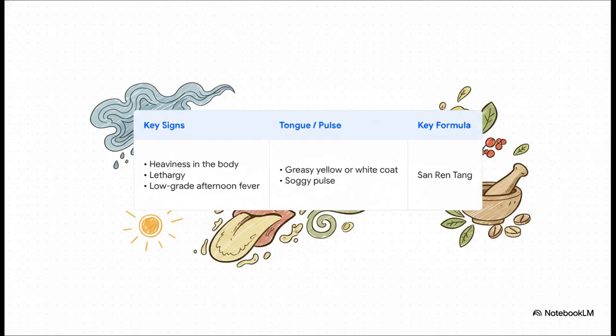Now pay attention here, because these are your board exam keywords. If you see heaviness in the body, low-grade afternoon fever, and a greasy yellow coat on the tongue, your brain should immediately scream damp heat. The classic formula you've got to remember for this one is San Ren Tang.